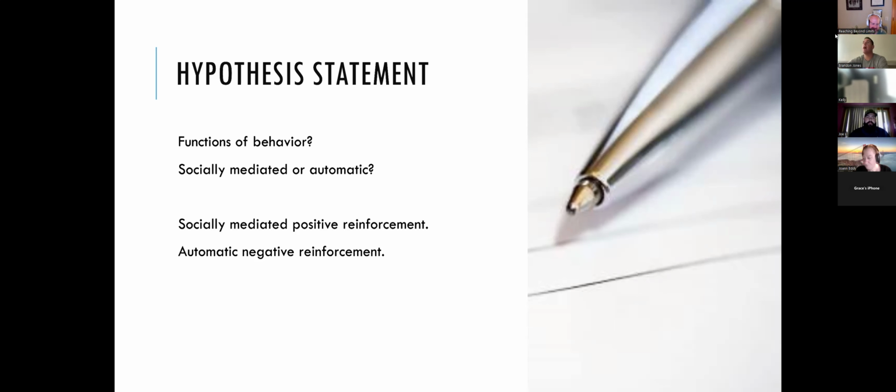Right, yeah. So positive is something added to the environment in the consequence section, like attention or a tangible item. Food is in Joe's example. And negative reinforcement is something taken away, right? If it's negative reinforcement, I always want to make sure there's an aversive antecedent happening in the environment that is being removed by the behavior.